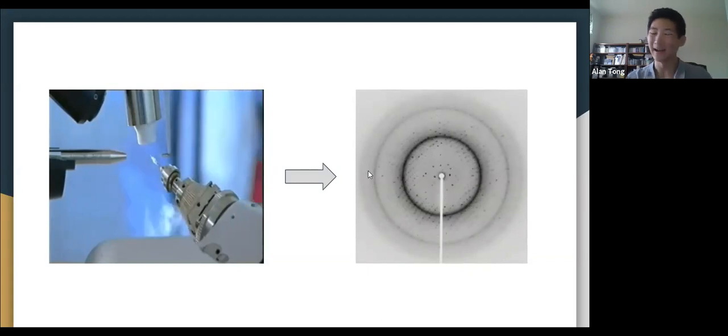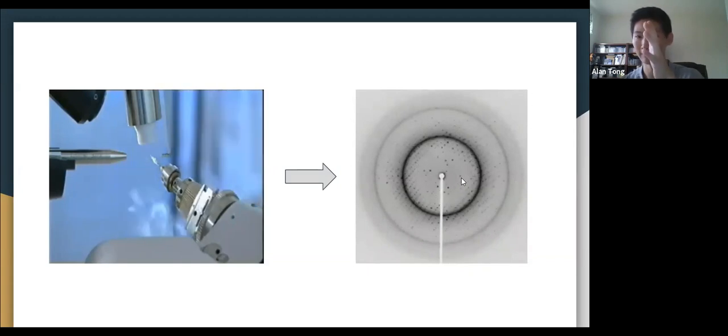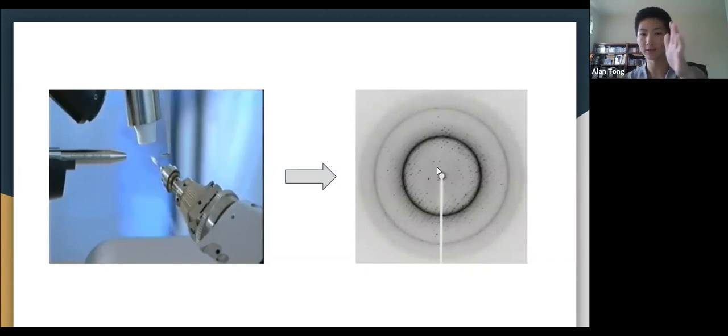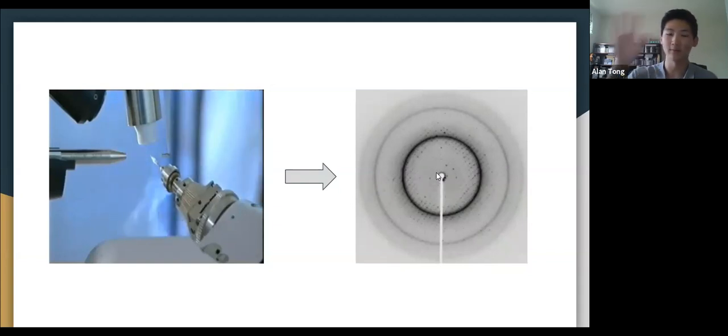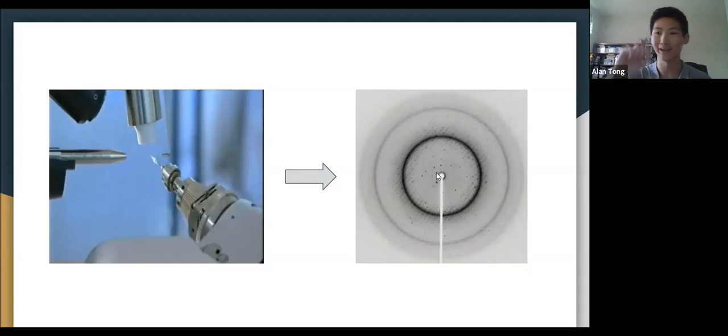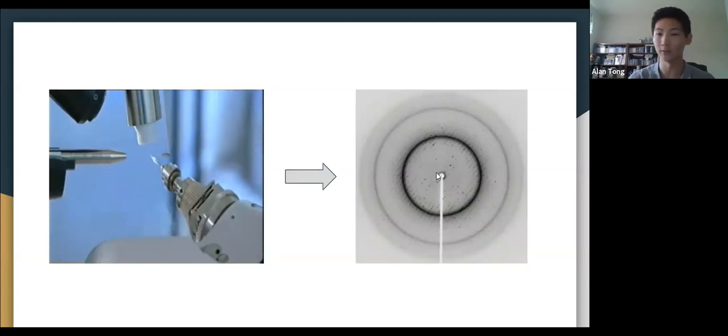All right, moving on. Now, how do you go from your diffraction pattern to your structure? How do you go from this mess of dots to your actual structure? Of course, you can use a whole bunch of fancy mathematics. Back then, people used to do this by hand. They used to draw out the electron contours, but now it's all done by a computer.